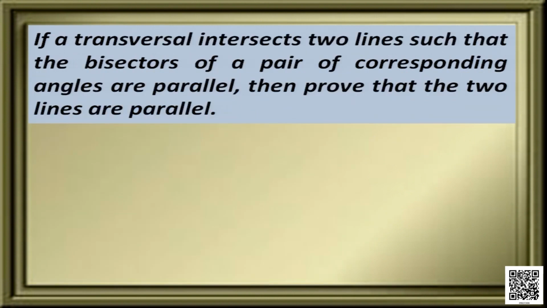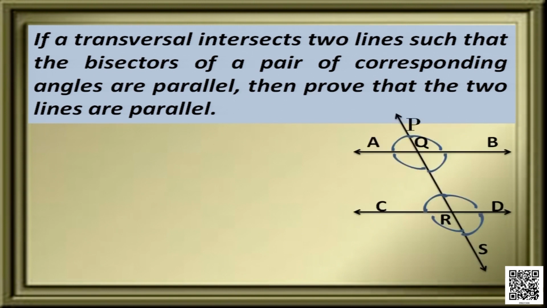Now let's consider: if a transversal intersects two lines such that the bisectors of a pair of corresponding angles are parallel, then prove that the lines are parallel. Here, this is one of the applications of these theorems. Let's have a look at the figure. The figure is like this.